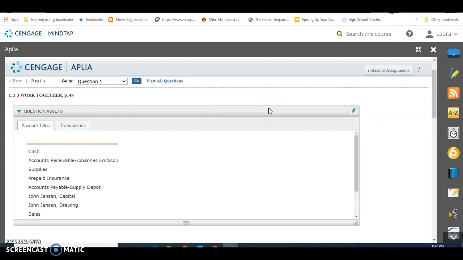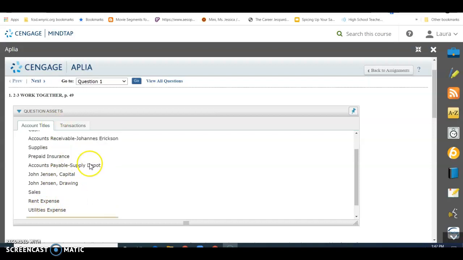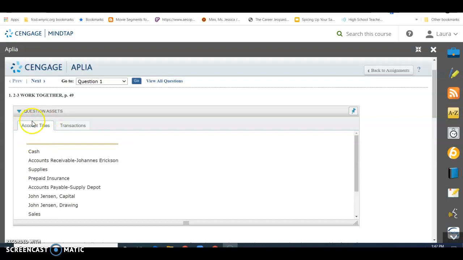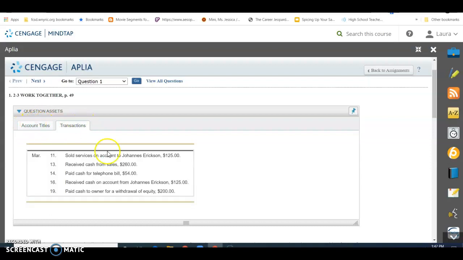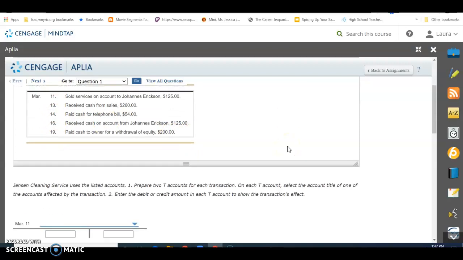This video is going to take us through the steps to complete 2-3 of Work Together. So this is very similar to the 2-2, just some different account titles, and we're going to get into some other things with capital and expense and sales. So once again, here are the account titles, and then here are the transactions. And it's really a continuation because it's the dates that continue after the ones we left off in 2-2.